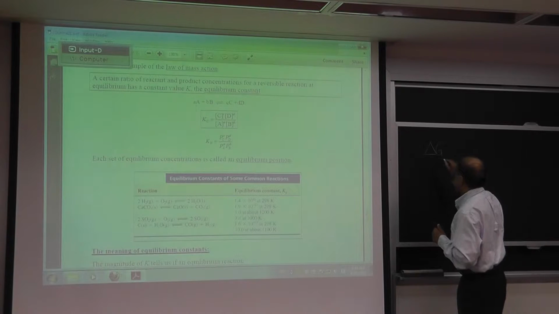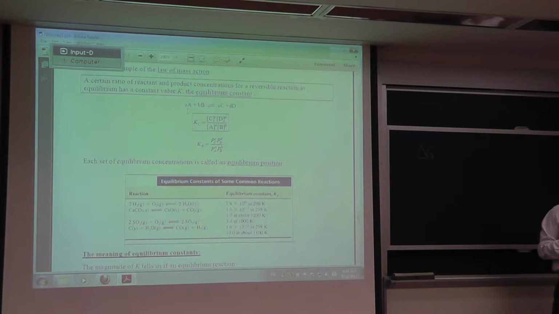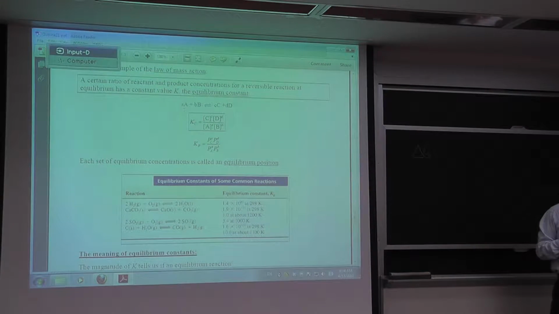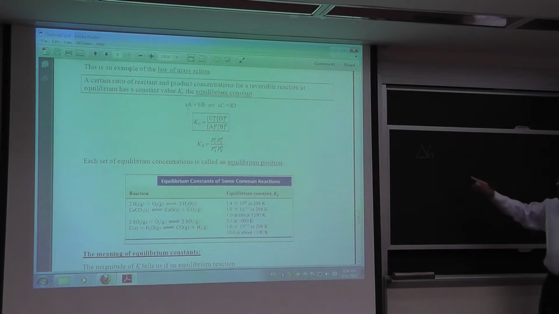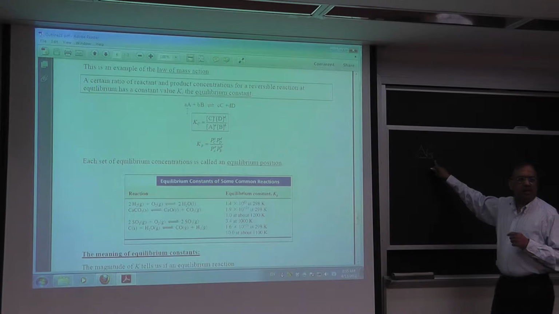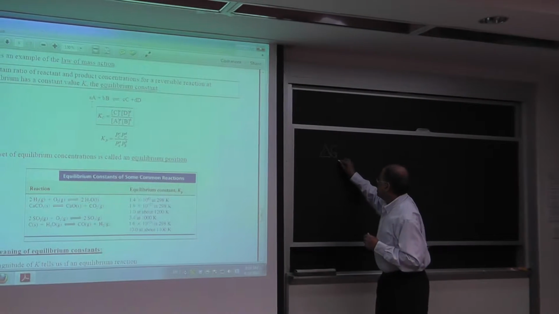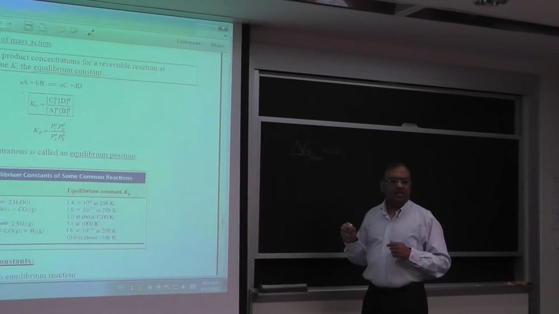Short review. Remember, delta G, the change in the Gibbs free energy for a reaction, determines the spontaneity of that reaction. So what is the condition that must be satisfied? Delta G reaction is less than 0 under what conditions?